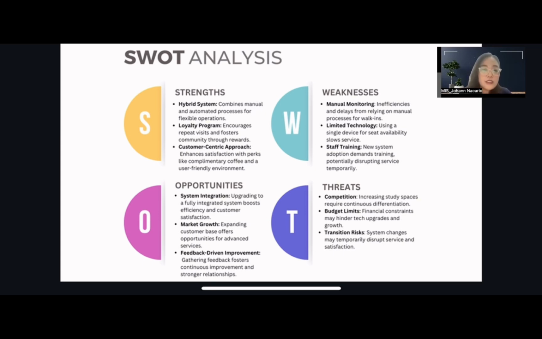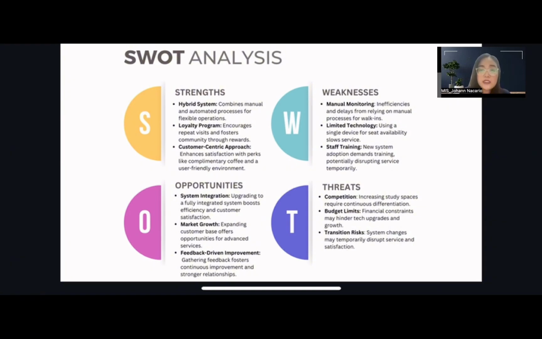For the opportunities, there is system integration, where upgrading to a fully integrated system will boost efficiency and customer satisfaction. Second is market growth, which could expand the customer base and offer opportunities for advanced services. And lastly, feedback-driven improvement, where gathering feedback could foster continuous improvement and stronger relationships with their customers.